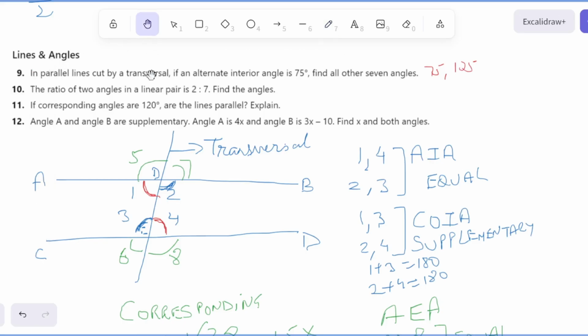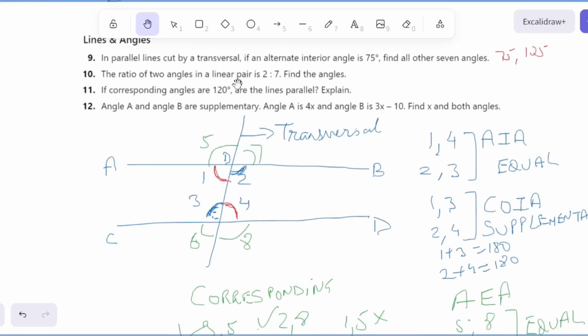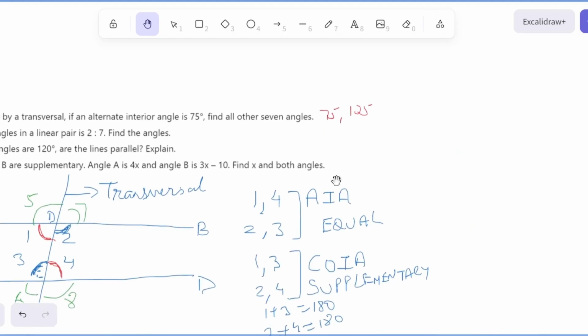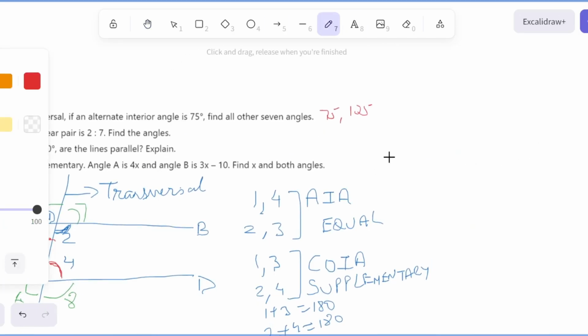The ratio of two angles in a linear pair is 2:7. Find the angles. Good question. There are two angles on a straight line and the ratio of these angles is 2:7. Find the angles. How will you proceed?